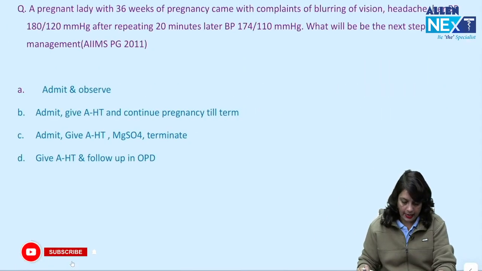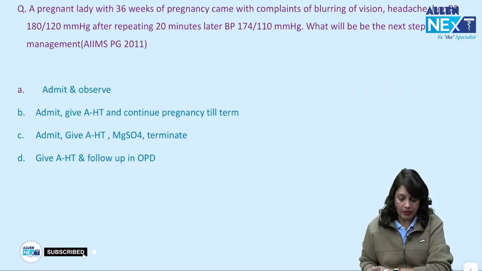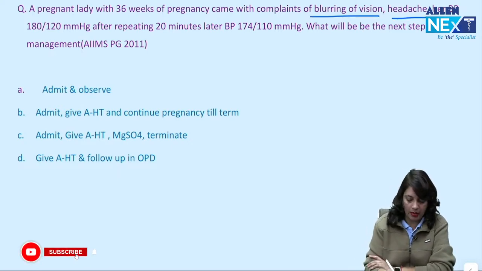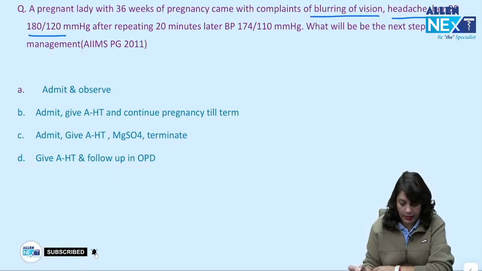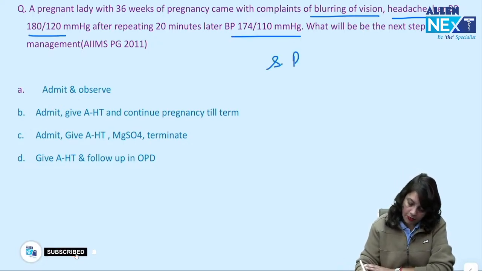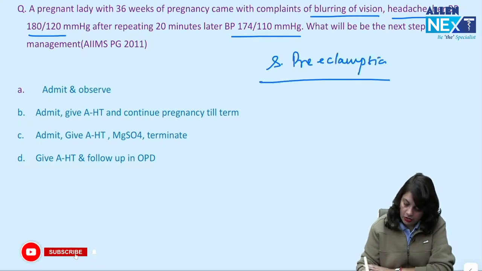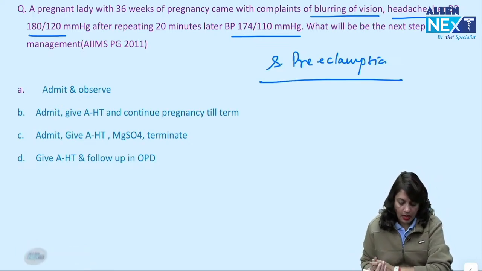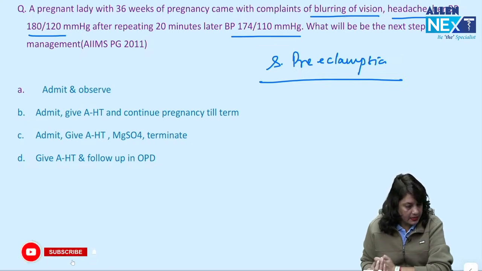Okay. Next, a pregnant lady with 36 weeks of pregnancy came with blurring of vision, headache, blood pressure is 180/120. After repeating, it is still high. So this is a case of severe preeclampsia. What is your next line of management? Admit and observe. Admit, antihypertensive, continue the pregnancy till term.